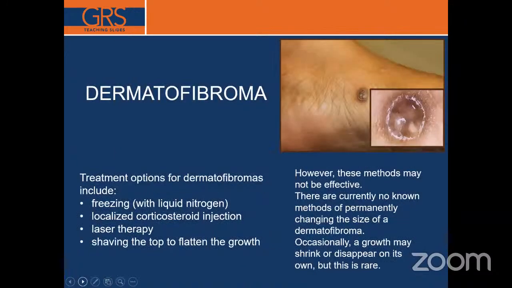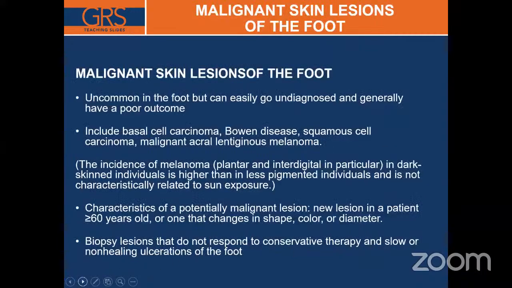Then dermatofibroma. These are the plantar dermatofibromas. Treatment options for dermatofibromas are freezing with liquid nitrogen, localized steroid injections, laser therapy, or shaving the top to flatten the growth. However, these methods may not be effective. There is currently no known method of permanently changing the size of a dermatofibroma. Occasionally a growth may shrink or disappear on its own, but it is very rare. And we already discussed that the recurrence rate is very high in dermatofibroma after the excision.